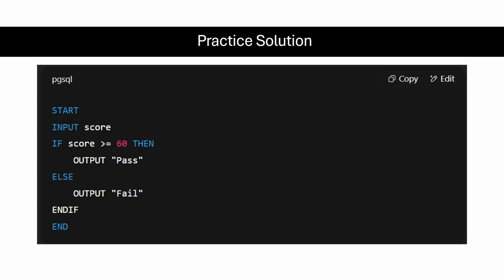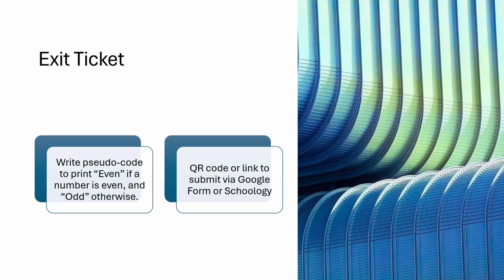The goal is clarity and consistency, not perfection. Here's your exit ticket. Write pseudocode to check if a number is even or odd. You'll want to use the modulo operation. That's where you divide a number by 2 and check the remainder. If the remainder is zero, it's even.